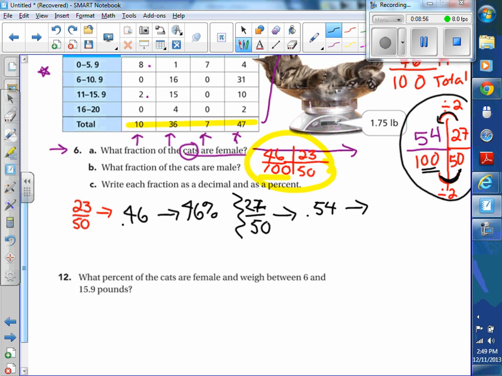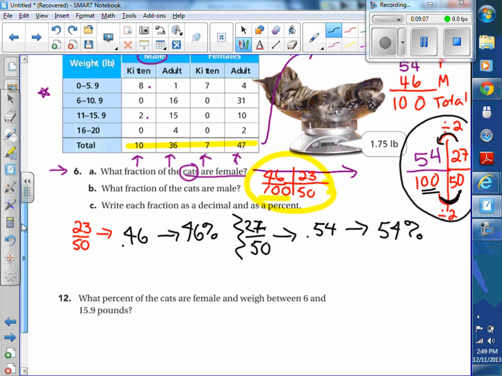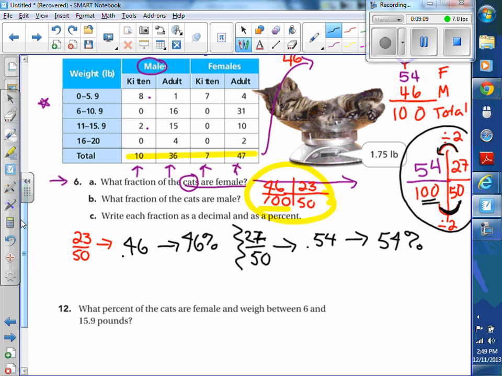And what's the percent? 54%. Good. Got it. Okay. So the point of that problem is, can you first read the chart, right? There's a lot of reading in there. But the next one, there's even more reading.